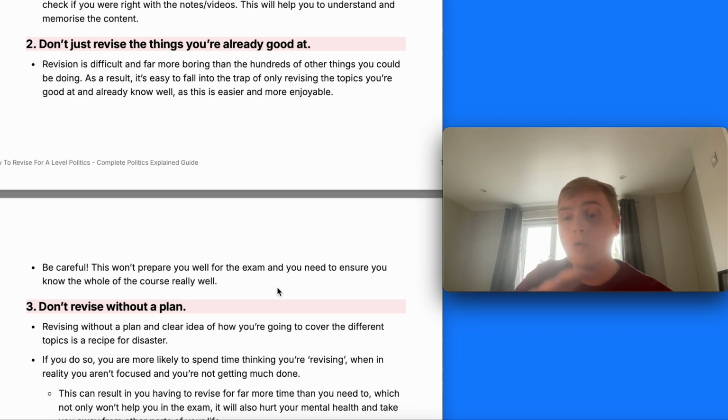You need to know the whole of the course really, really well, and there's loads of different parts of A-level politics. That's really, really important.